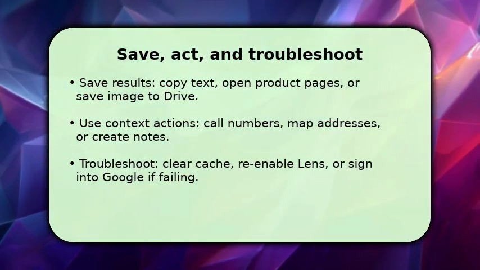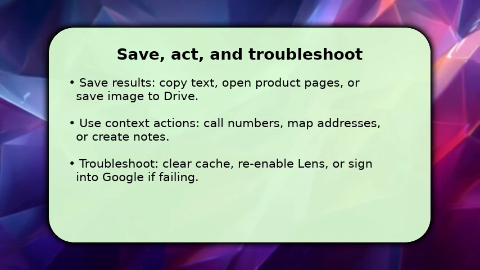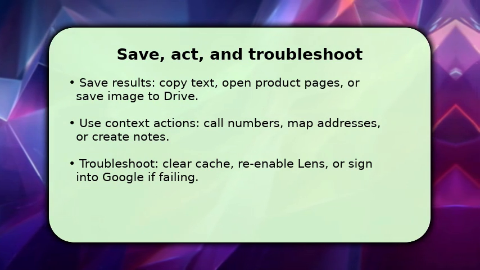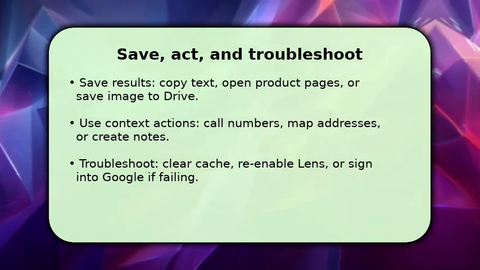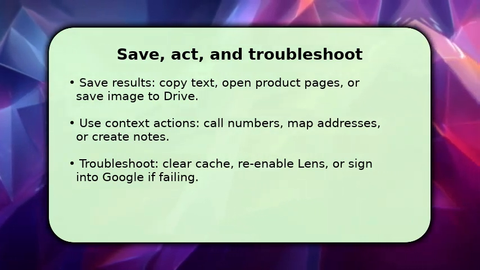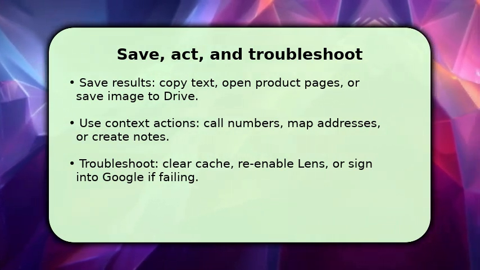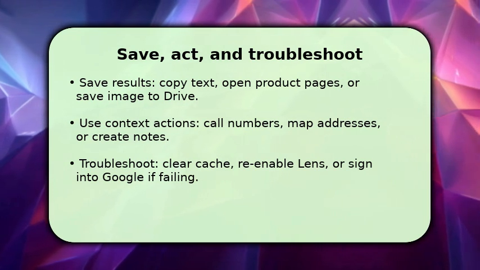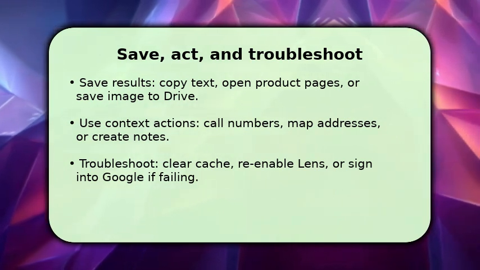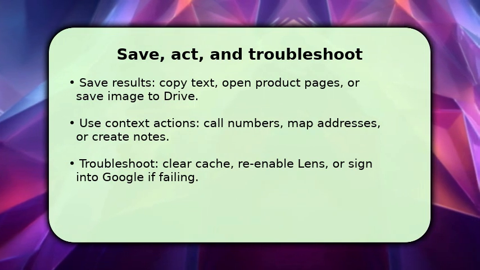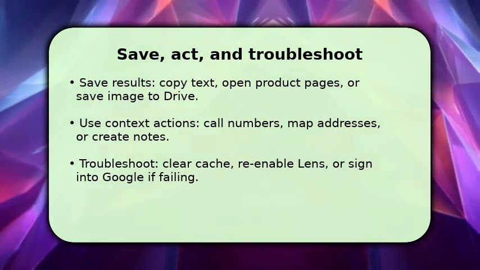Copy detected text to your clipboard, open product links for price checks, or save images to drive for later. You should also use context actions like calling a number or opening a map address directly from the results to speed tasks. If Lens isn't responding, clear Chrome's cache, ensure Lens is enabled in Settings, and verify you're signed into Google. These steps fix most permission and feature availability issues, so you can get back to work.